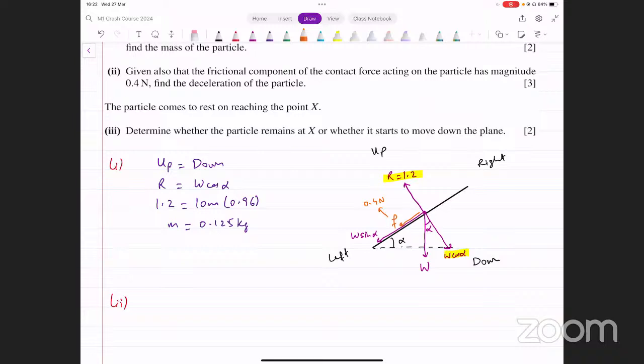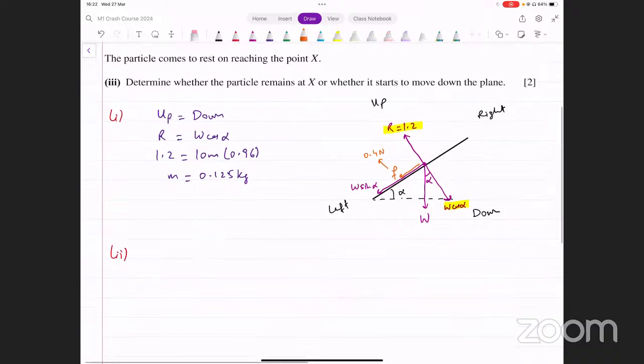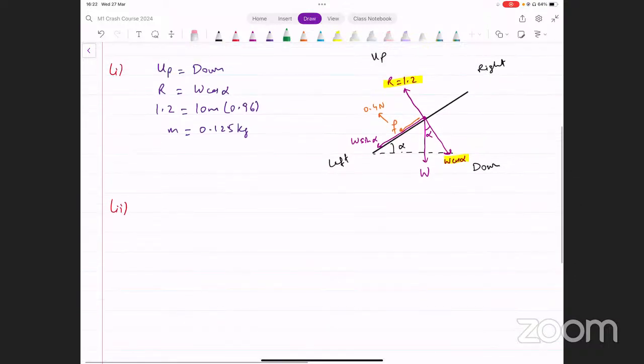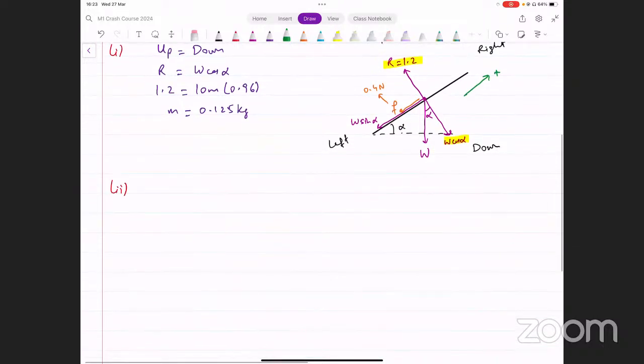Find the deceleration of the particle. Now we're talking about forces and we're talking about deceleration, that's acceleration, right? It'll just turn out to be negative. How do you find deceleration of a particle? You can use Newton's second law of motion, right? So how do you use it? You will need to consider the forces that are acting. In which direction is the particle moving? The particle is moving up the plane. So we're considering up the plane positive. That's the direction of motion, right?